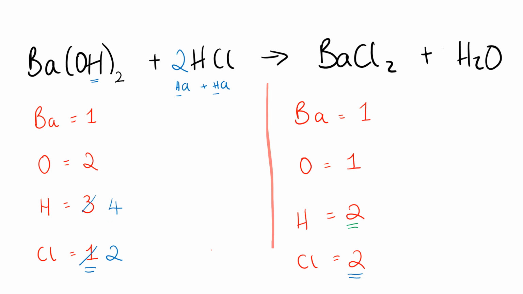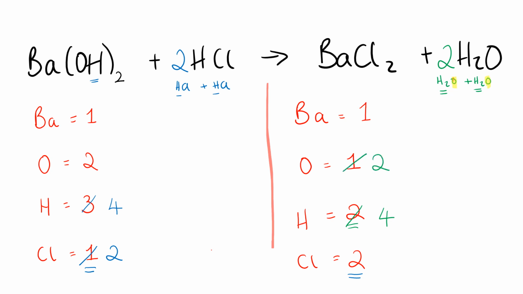So if I put a 2 in front of the H2O, remember that means H2O plus H2O, 2 lots of or 2 times H2O. That now means that we've got 4 hydrogens on the right hand side. All of the hydrogens have been used. 4 on the left, 4 on the right. And what we've also done there is added another oxygen. So now on the right hand side, we've actually got 2 oxygens.